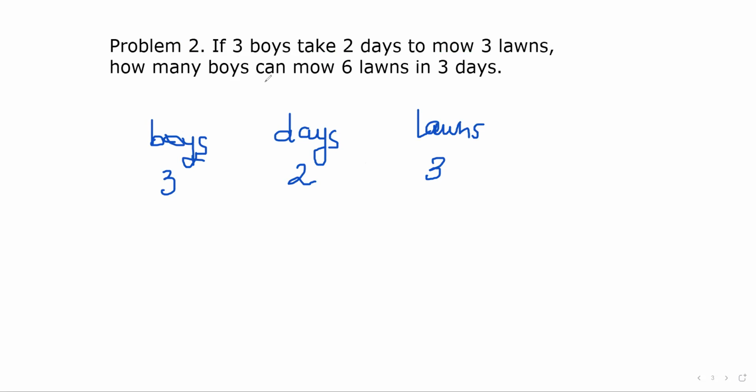So let's write 3 boys, 2 days, 3 lawns. The question is how many boys can mow 6 lawns in 3 days? So how many boys? Let's suppose x boys, 6 lawns, and 3 days. Like in the previous example, let's see the relationship between boys and days. More boys again means less days spent. So they are indirectly related.